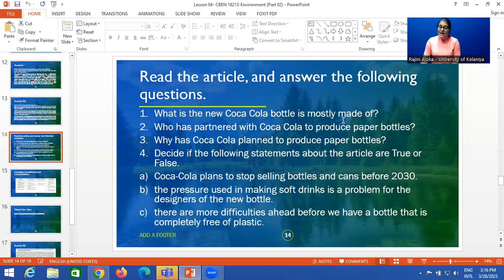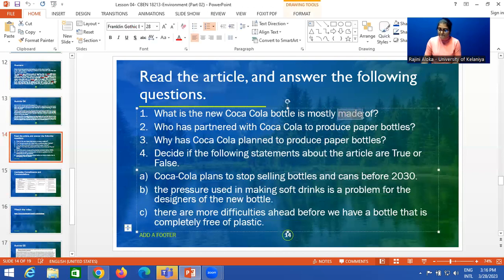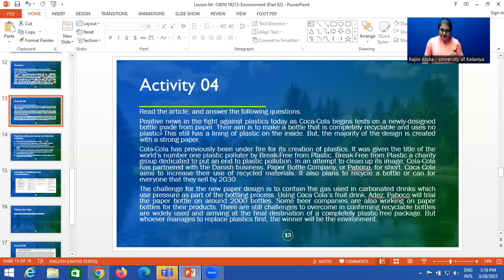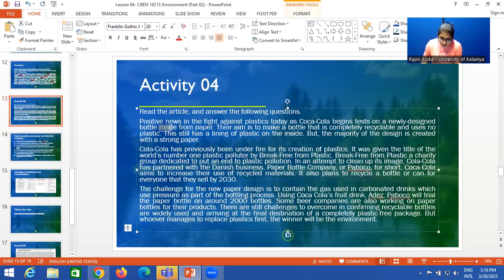Okay, I'll give you some time to go through the passage one more time and check the answers. When you check the answers, one of the things that you can do is look for the keywords. For an example, what is the new Coca-Cola bottle mostly made of? You can check the word made, make, something, a similar word for this, and read that part one more time. For an example, I'll do it. So the word is already there. I can see it. See, made.